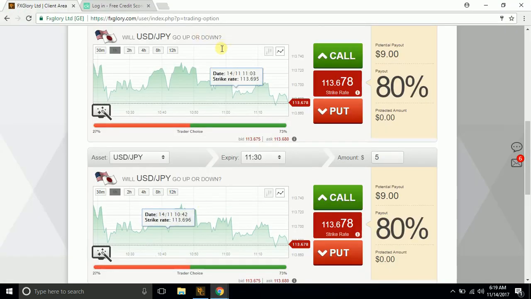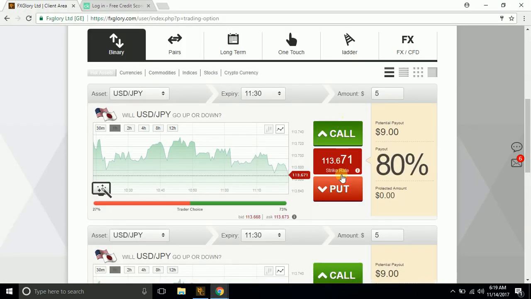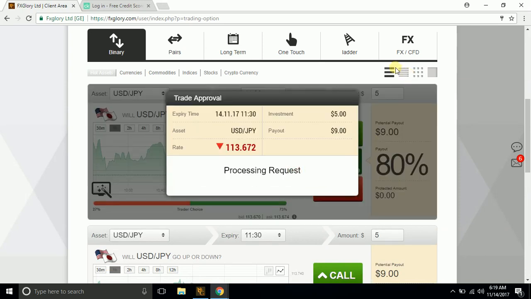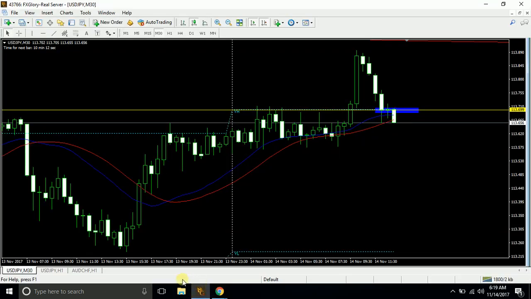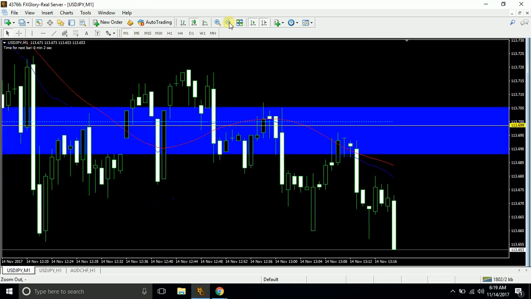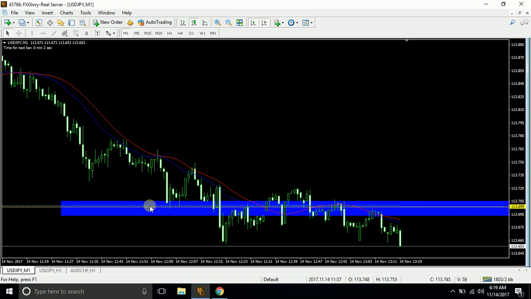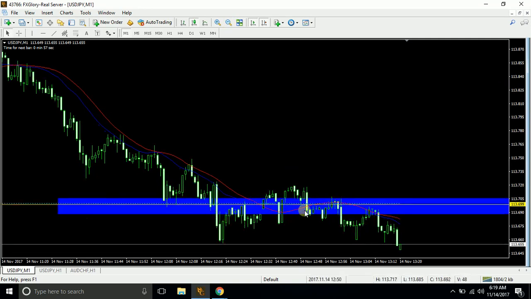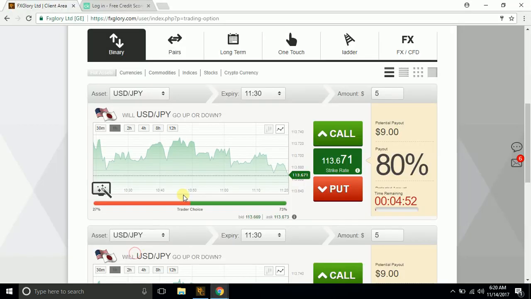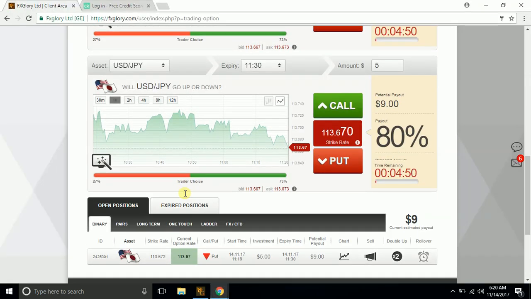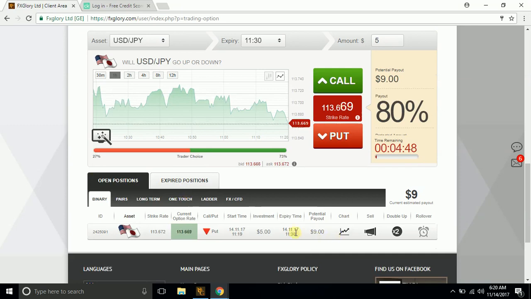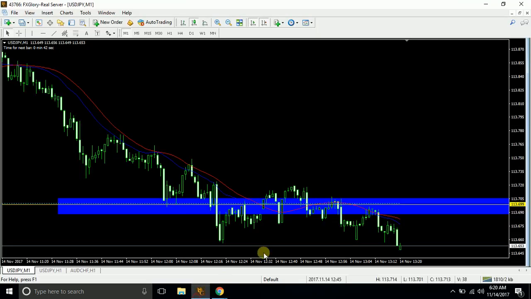I'm going to take a trade on the USD/JPY here. Notice how this level that we marked off is being pushed downwards. Just did a small $5 trade.